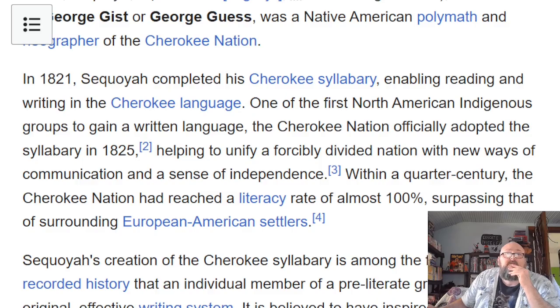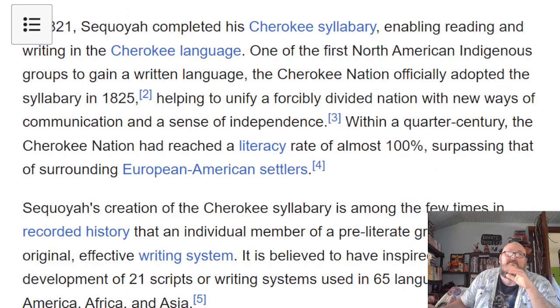Let's see, what else? Within a quarter century of adapting his written language, the Cherokee Nation had hit a literacy rate of almost 100%, passing even that of the European American settlers around them. So yeah.